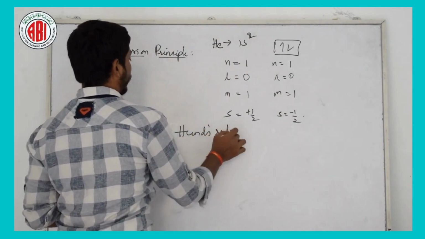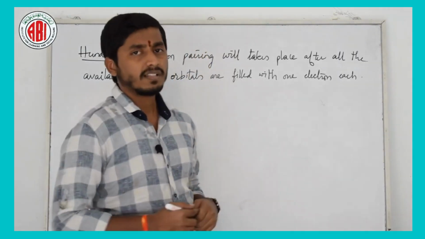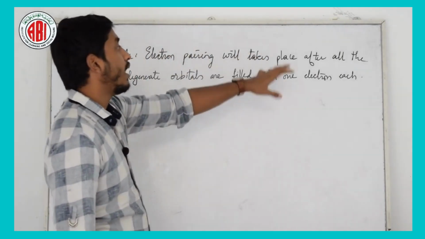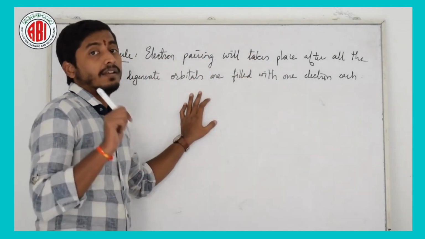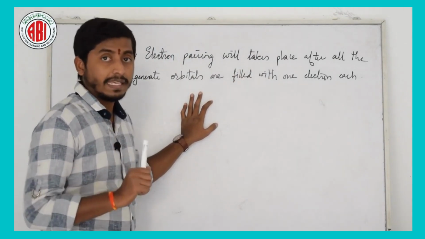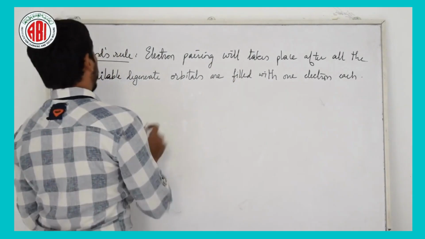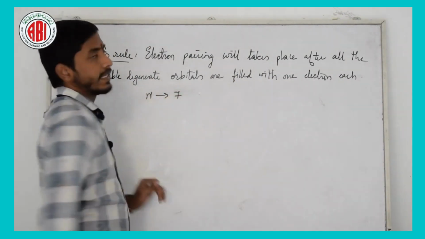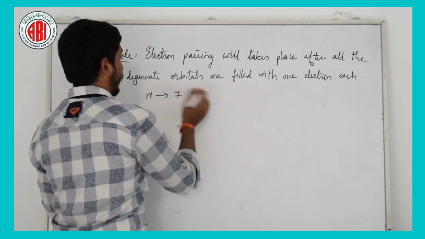What is this Hund's rule? Why is this important? What is it? That is, electron pairing will take place only after all the available degenerate orbitals are at least filled with 1 electron each. Is it clear? For example, let us have an example of nitrogen. What is the atomic number of nitrogen? 7. Right? How is 7 filled? 7 is filled in which way?